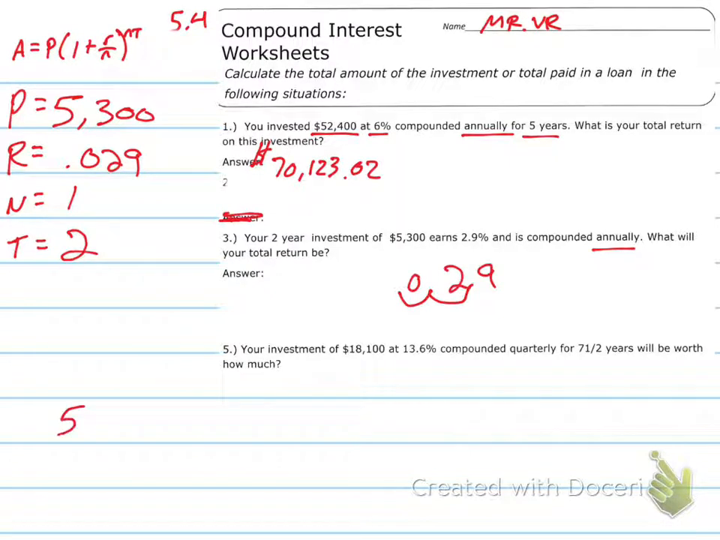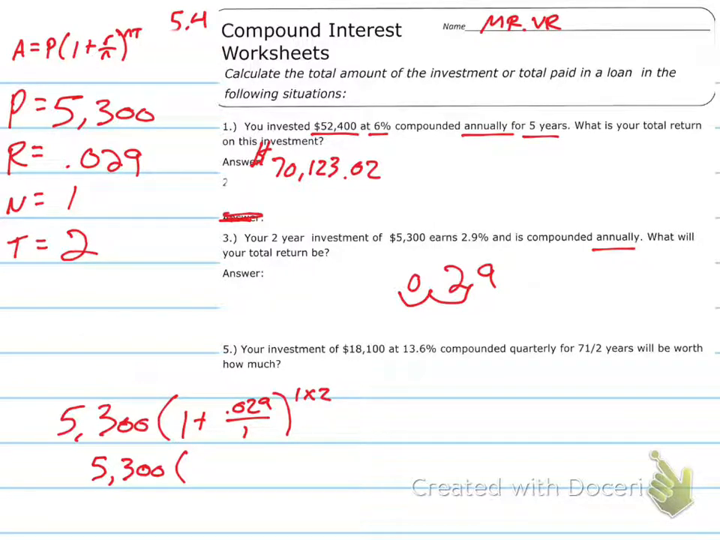So it's going to be 5,300 times parentheses, 1 plus my rate of 0.029 over the number of times it's compounded, which is 1, and then n times t, which would be 1 times 2. So if I simplify this, I get 5,300, and then I would have to do 0.029 divided by 1. That's going to give you 0.029.